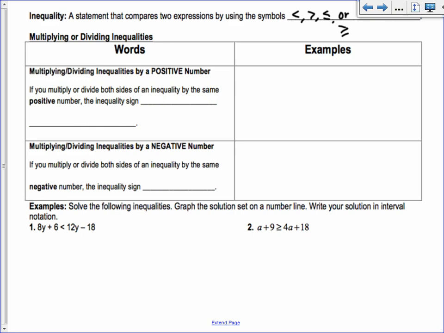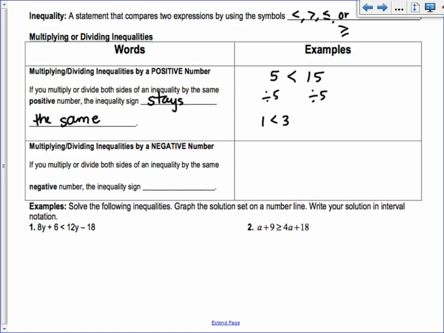All right, if you multiply or divide both sides of an inequality by the same positive number, the inequality sign stays the same. I think it's easiest to see this with numbers. If I had 5 is less than 15, and I divide by 5 on both sides, I get 1 is less than 3. That's still true. The inequality sign, you don't have to change it. It's still the same.